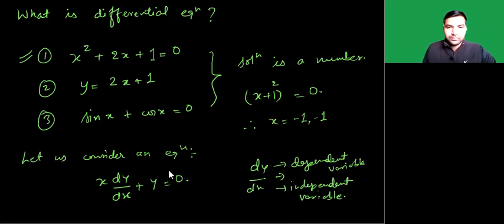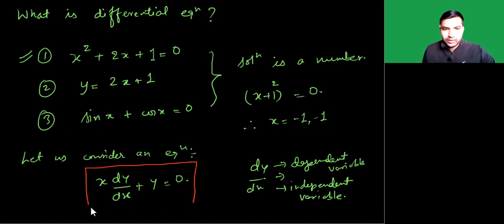Now what do you mean by order? Order means the highest order of differentiation. So in this particular equation, which is x dy by dx plus y equals 0, the highest order is 1, dy by dx. This is first order. So this is known as an ordinary differential equation. An ordinary differential equation means whenever we have the derivative of a dependent variable with respect to an independent variable, throughout the equation the dependent variable and the independent variable remain the same.